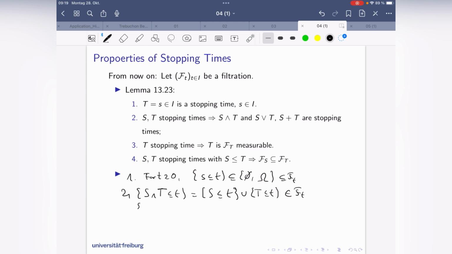Similarly, for the maximum, maybe we can just write it also here. So if I have a maximum here, if the maximum is smaller or equal than t, then both have to be smaller or equal than t, like this. So that's also in Ft. So I don't have to write anything really. But S plus T, that's a bit more tricky.